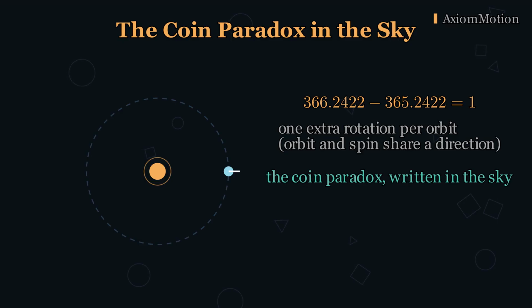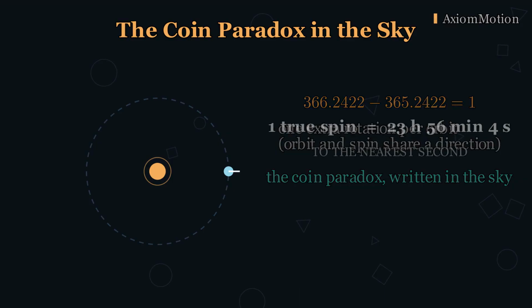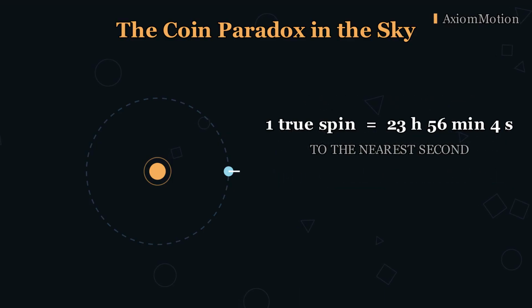Earth circles the sun in the same direction it spins, so 1 full rotation gets absorbed by the journey around. It is the coin paradox, written in the sky. That hidden turn is also why a true spin, a sidereal day, does not last 24 hours. It lasts 23 hours, 56 minutes, and about 4 seconds.